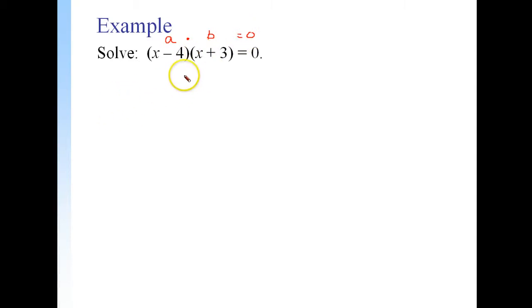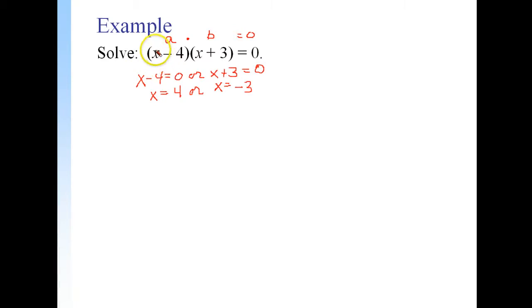So here's how we do it. This, in a sense, is in its factored form. We go x minus 4 is equal to 0, or x plus 3 is equal to 0. So now we solve this. What is x going to be? Well, x, and we just transpose, is 4, or x, transpose that, is a negative 3.